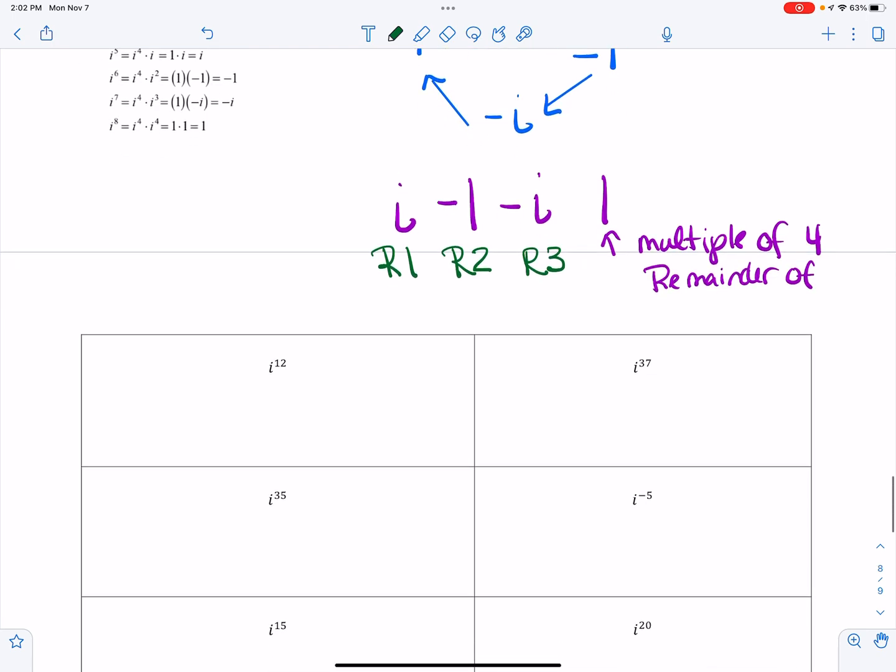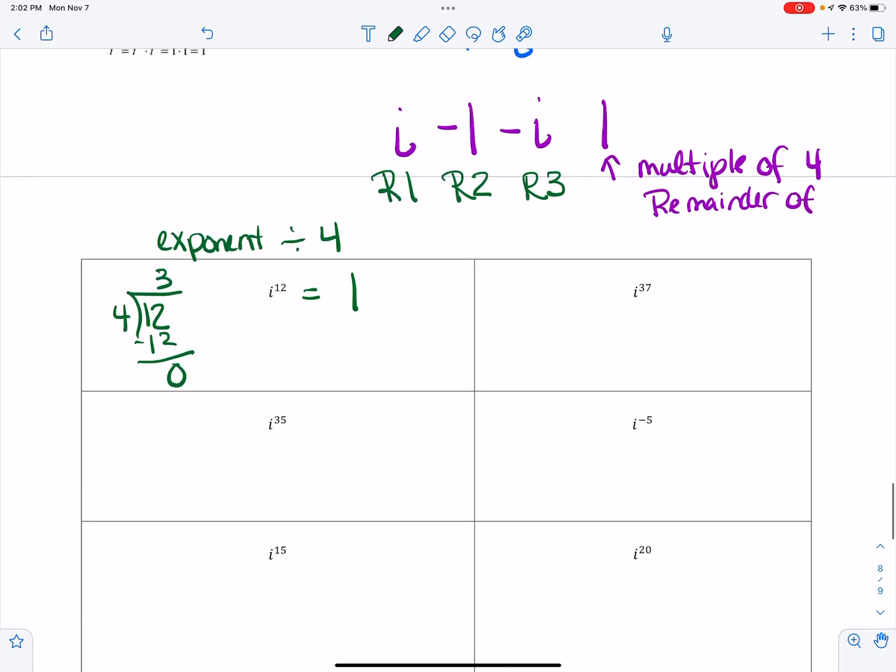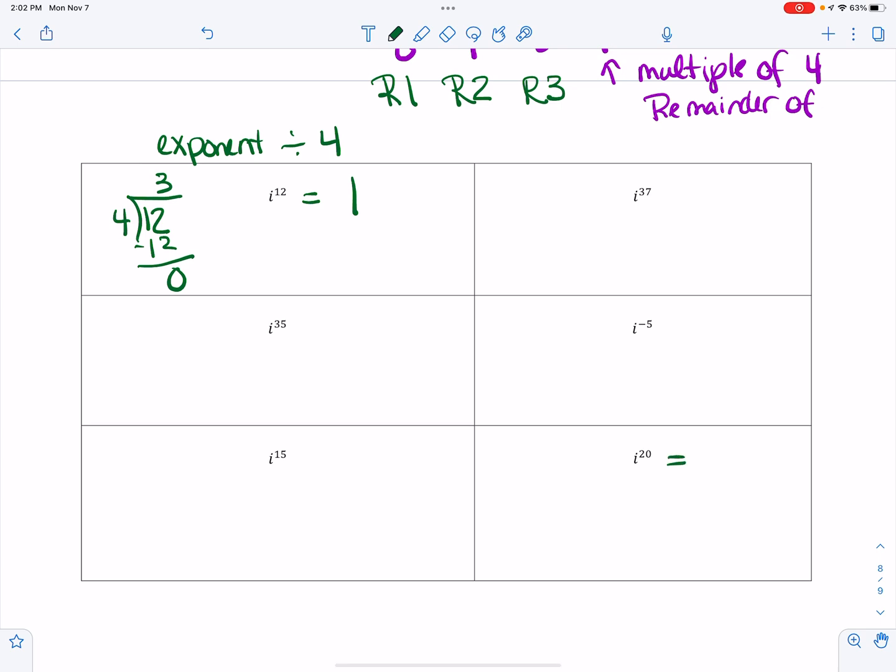So what I'm going to be doing is focusing on the exponent. You're going to take the exponent and divide it by 4 because our pattern is repeated in groups of 4. So when I take 12 and I divide it by 4, I get 3, and I get a remainder of 0. So that tells me that i to the 12th is the number 1, okay? And that means also down here at the bottom, i to the 20th is also going to be 1 because 20 is divisible by 4.